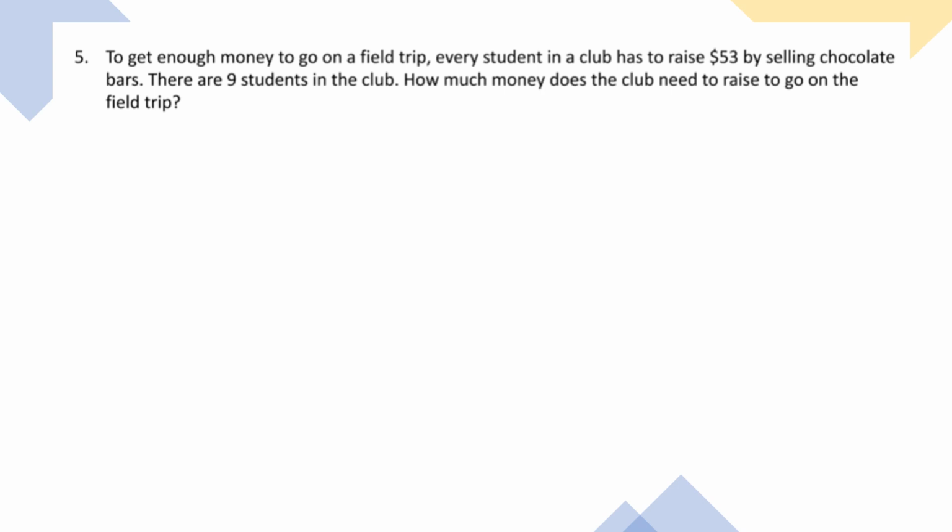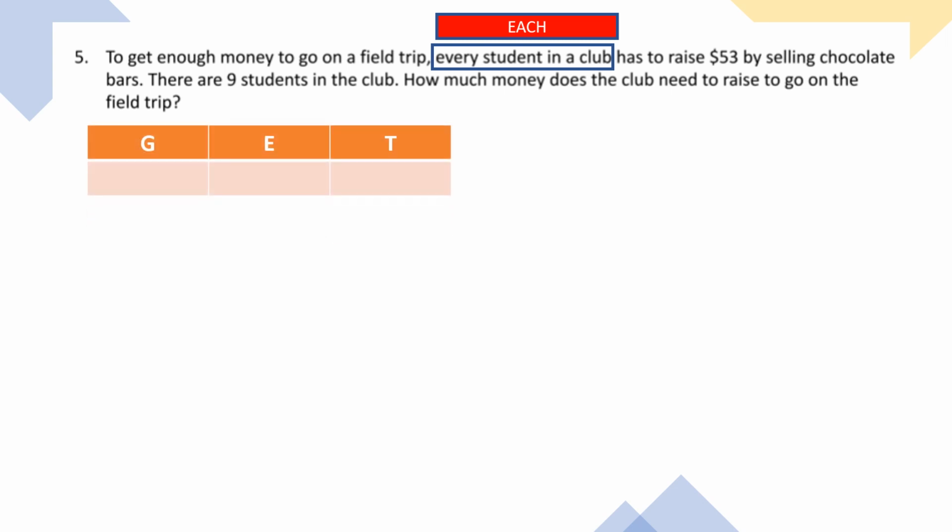Okay, so to get enough money to go on the field trip, every student, every single one of them, has to raise $53. So 9 students, each student has to raise $53. That's a key word: every student. That means each student. Okay, so there are 9 students, and each student has to raise $53. And I need the total, because the total is going to tell me how much money the club needs to raise to go on the field trip.